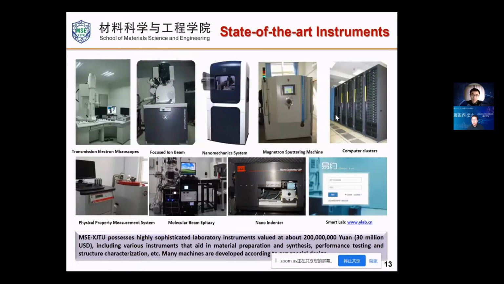After introducing the research directions, we also want to show you some state-of-the-art instruments in our school. We have high-resolution TEM, transmission electron microscope, and we have FIB, focused ion beam. We have a nanomechanics system, which can be used for studying mechanical behavior at the nanoscale. For thin film fabrication, we have the sputtering machine and the MBE. For calculation, we have computer clusters. And for characterization, we have the PPMS. All these instruments are valued at about 30 million US dollars. And what's more important, many machines are developed according to our special design. Based on this equipment, students can get real data for their research.